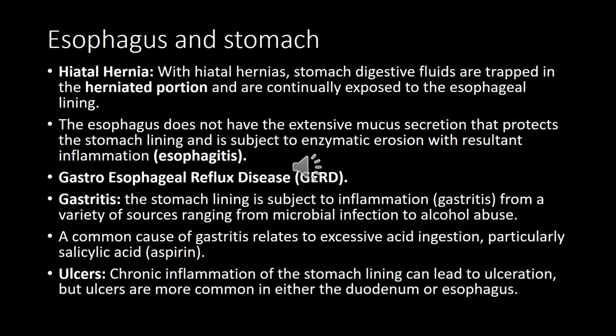In gastritis, the stomach lining is subject to inflammation from a variety of sources, ranging from a microbial infection to alcohol abuse as well. So it's all about your eating habits. A common cause of gastritis relates to excessive acid ingestion, particularly salicylic acid or aspirin. When there is excessive intake of aspirin or such drugs, or alcohol is taken, it directly affects the gastric lining. Next we come to ulcers. Chronic inflammation of the stomach lining can lead to ulceration, but ulcers are more common in either the duodenum or the esophagus.